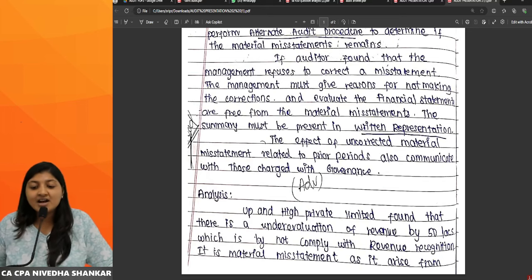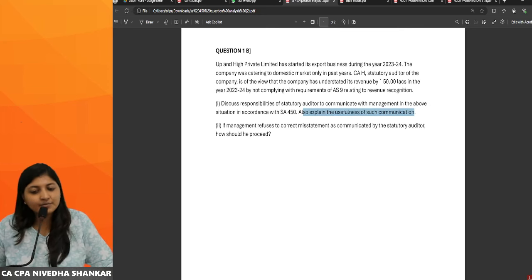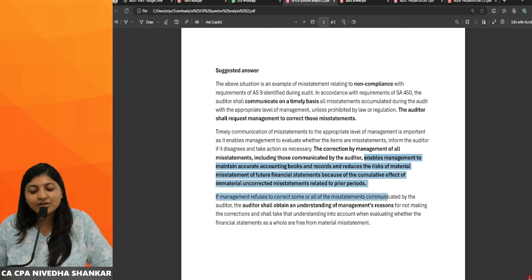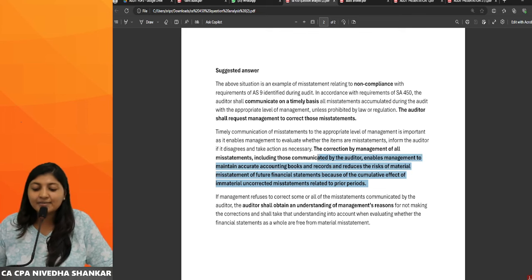Now what is the advantage they are asking here? Explain the usefulness of such communication. Listen here. Because of the correction by management, and all the misstatements including those communicated by the auditor, prior period, everything I am able to communicate, it enables the management to maintain accurate accounting books and records and reduces the risk of material misstatement of future financial statements because of the cumulative effect of immaterial uncorrected misstatements related to prior periods.